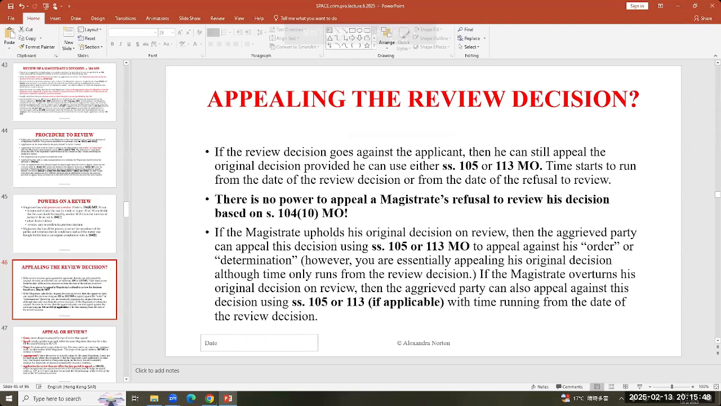But if you try to review before the magistrate and he says, no, I don't want to hear your review application, he refuses your request to review, you cannot appeal that refusal by the magistrate to listen to your review. That's subsection 10 of section 104. You can still appeal the original decision that he made, but you cannot review his refusal to listen to your review. You can just appeal the original decision.